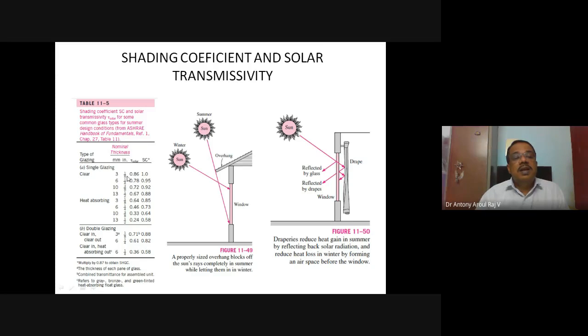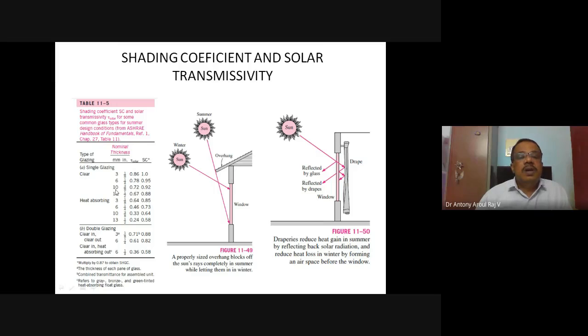That means it is having maximum transmissivity. It will allow all the radiation. So that means 86% of radiation will be entering inside. It is not allowing 100%. It is allowing 86%. But when you compare with 0.86, it becomes 1.